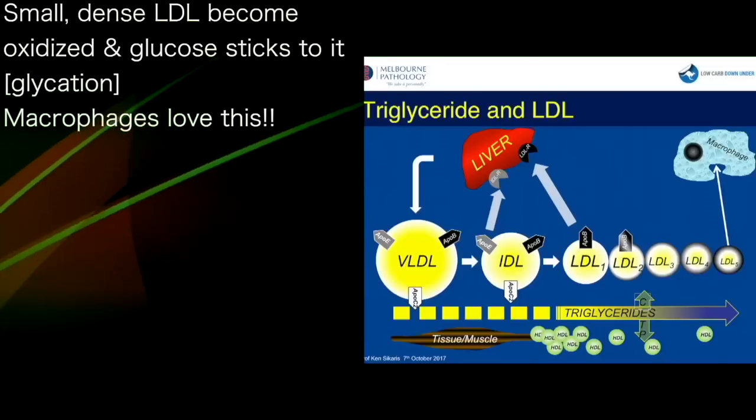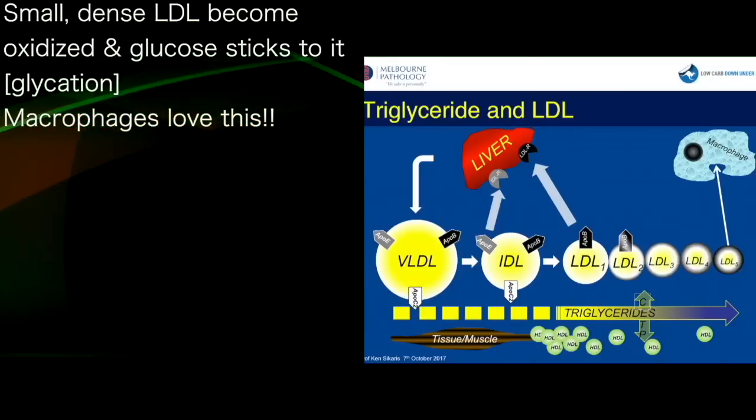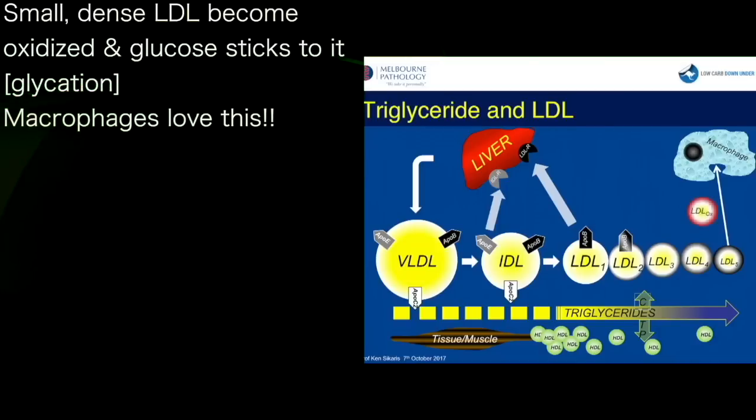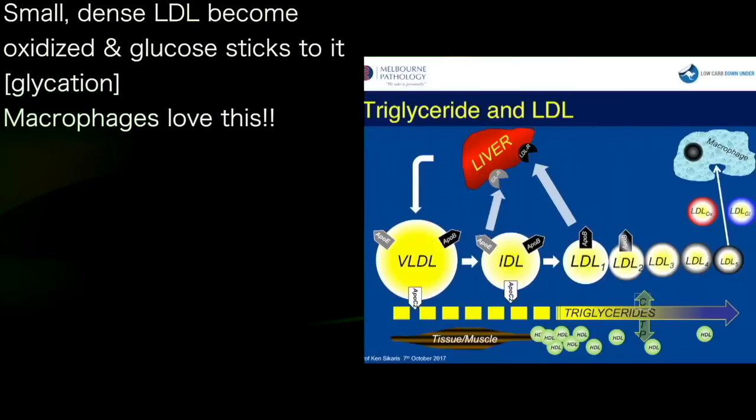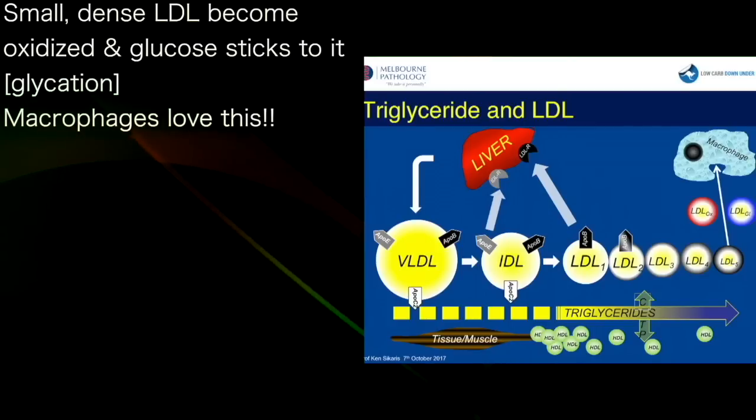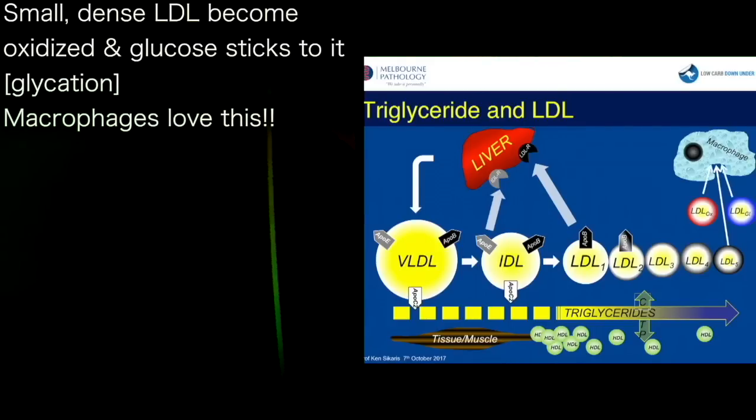The other thing that can happen to this particle, because it hangs around so long, is it becomes oxidized. Or it can have glucose stuck to it. It's been around for so long, it's got more oxidation, more glycation. And that stuff, the macrophages love even more.